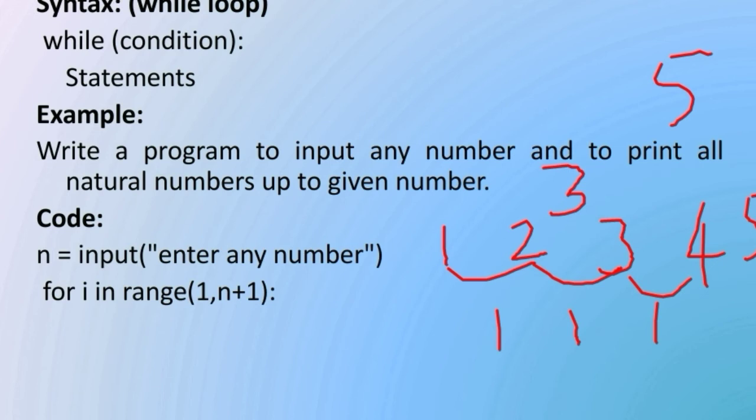Here the initialization is 1. That is, the first value will be 1. Already we know that natural numbers start with the number 1. So here 1 is given. Next, that 1 is stored in the variable I.